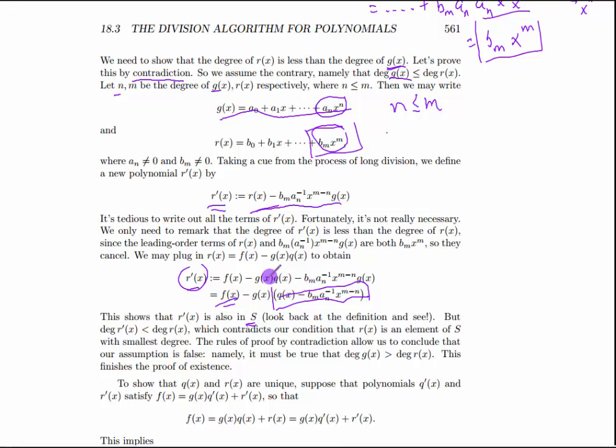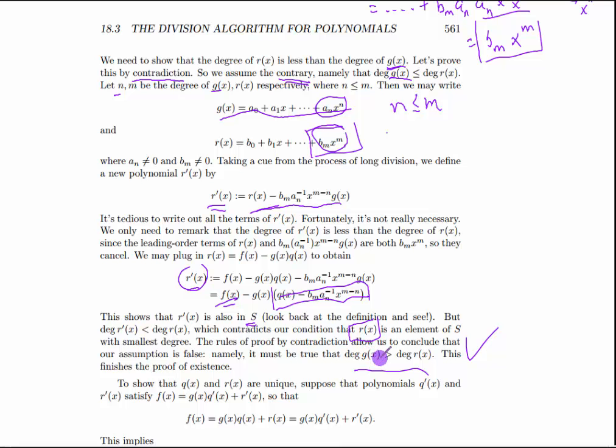But as I mentioned, once you do this, you're reducing the degree. The degree of r prime is less than the degree of r. This is a contradiction. We chose r of x to be this element of smallest degree in S. What does that mean? Go back and see where we made a mistake. The mistake is when we assumed the contrary. This assumption cannot be true. The degree of g must be bigger than the degree of r. Okay? So that gives us, by contradiction, our proof of the existence of a remainder polynomial whose degree is less than the degree of g.